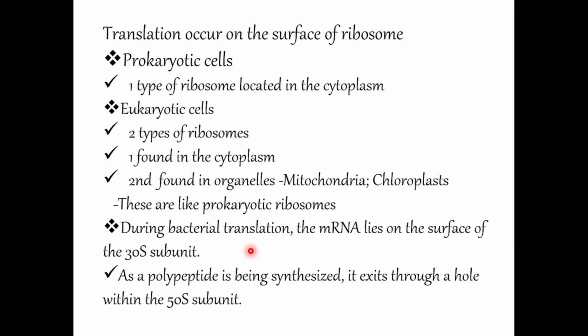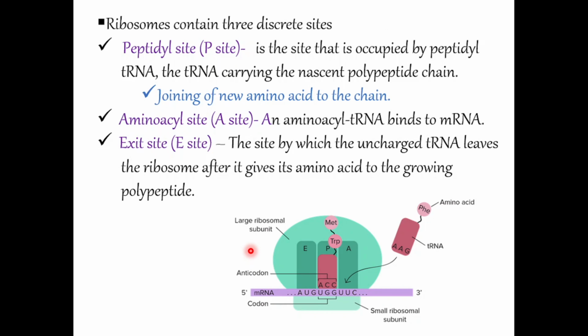Then they form a complex. Finally, the largest subunit will come and they form the initiation complex. Let us see this in detail. So the ribosome contains 3 sites: the A site, the P site, and the E site. The P site is the site at which they form the polypeptide chain.